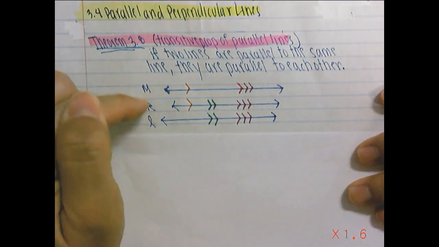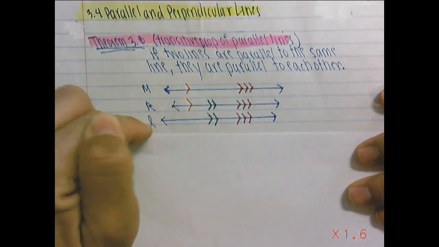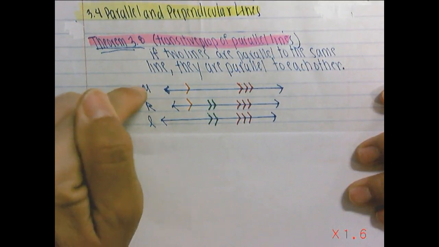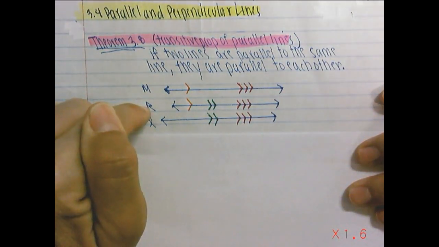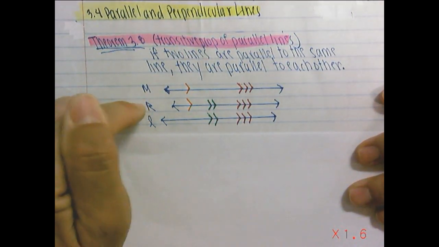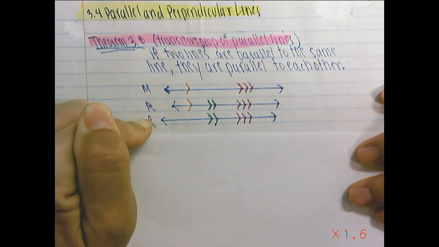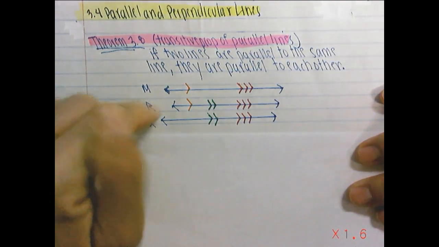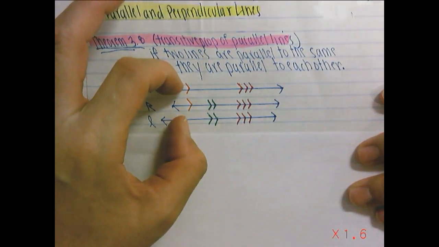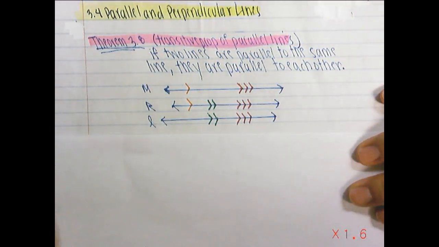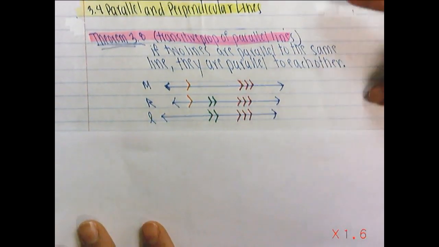So if lines M and L are parallel, and line R is parallel to line M, then we could go ahead and say that line R is parallel to L. All right, the transitive property of parallel lines. If you have two lines that are parallel to the same line, they are parallel to each other. Theorem 3.8.